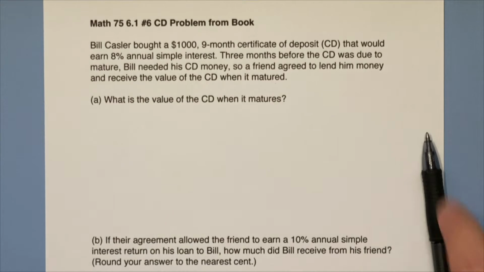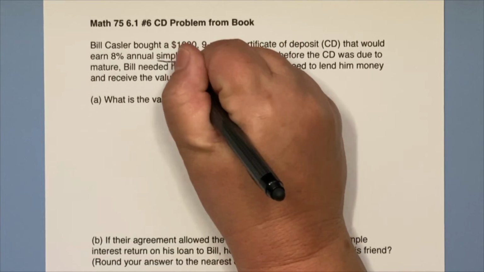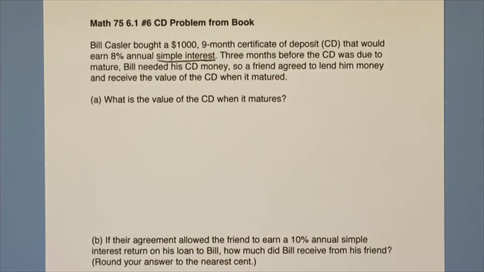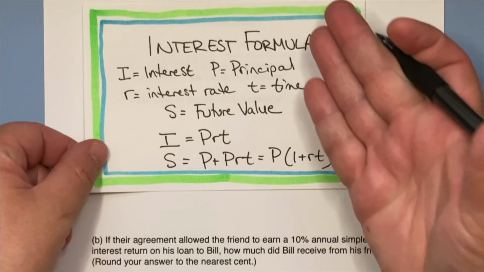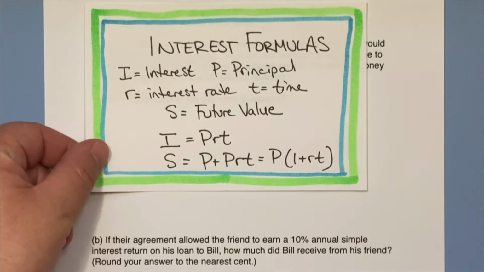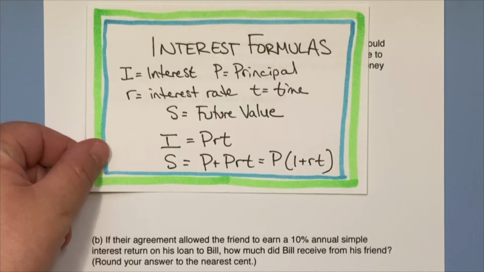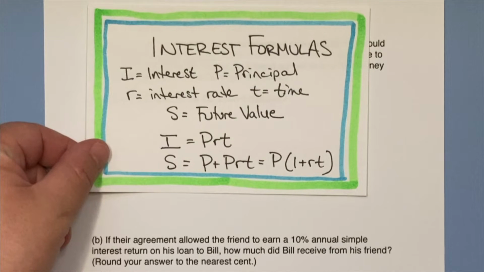As soon as it says simple interest, yay! We know we are in simple interest land, and here's simple interest. And so how do we know this is simple interest? Well, if you're in 6.1, this is the only formula you know.